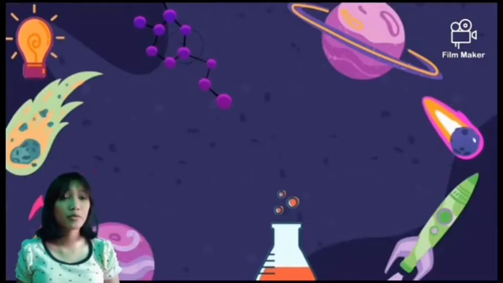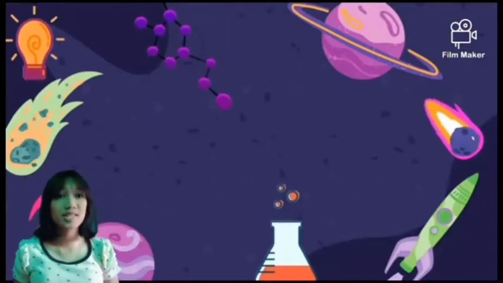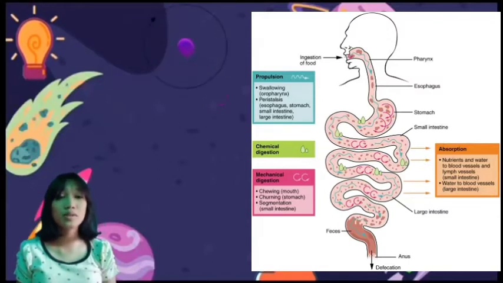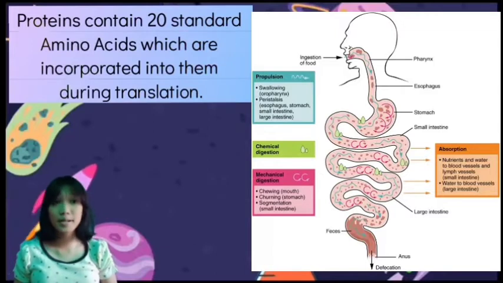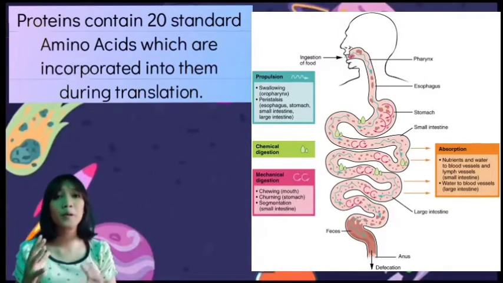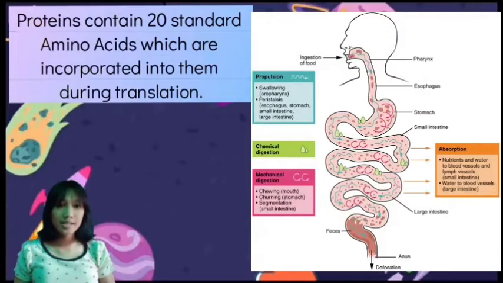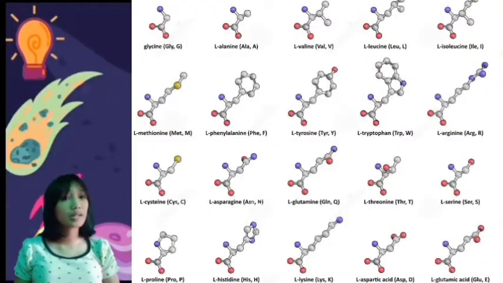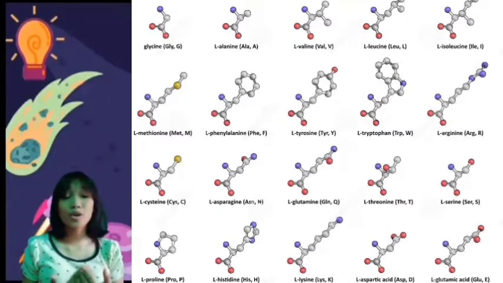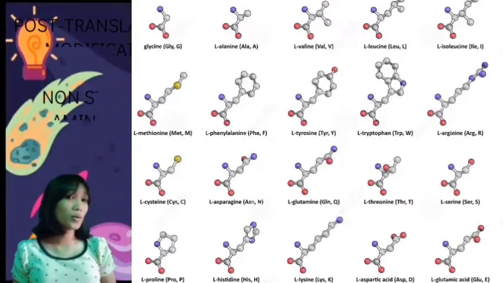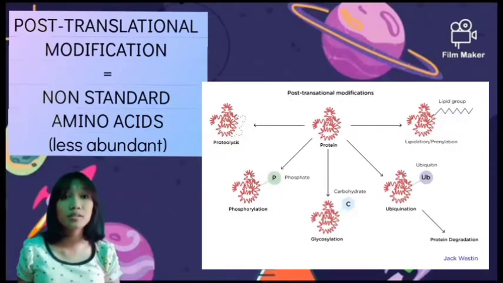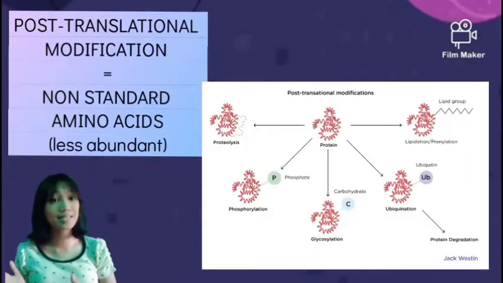We have seen before that during digestion in the gut, proteins are broken down into their constituent amino acids. Proteins contain 20 standard amino acids, which are incorporated into them during translation. Proteins may also contain several non-standard amino acids, which are mostly formed by post-translational modification and are much less abundant than the standard amino acids.